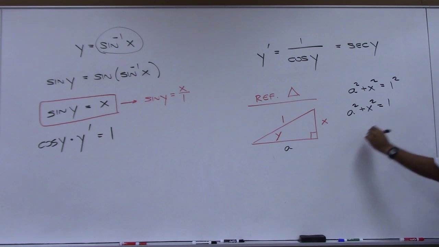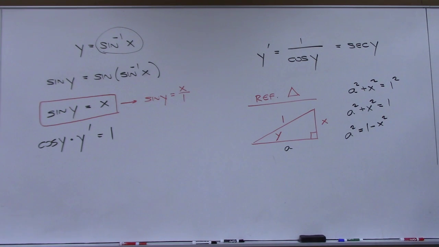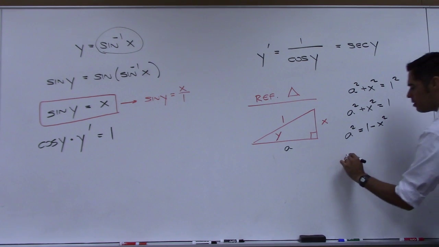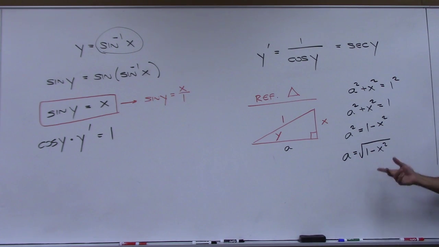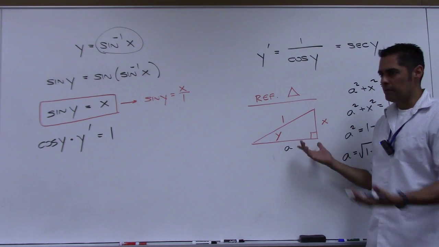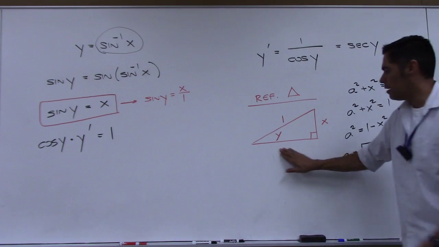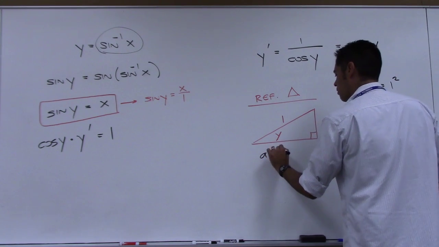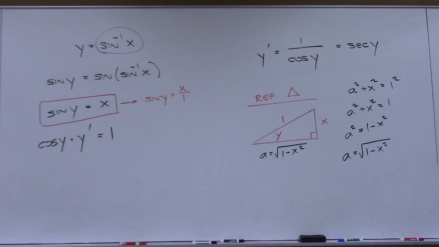Move the x squared to the other side. a squared equals 1 minus x squared. And finally, to get a, square root both sides. So a is equal to root 1 minus x squared. Now I technically should say plus or minus because I took the square root, except for the fact that a is the leg of a triangle, so it's not going to be negative. So is that okay, just to take that one? So this side right here, a, is the square root of 1 minus x squared. Questions?